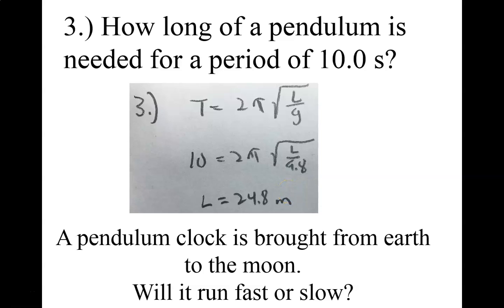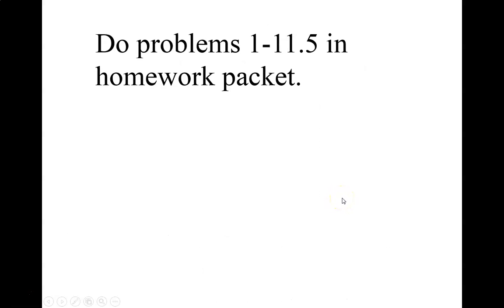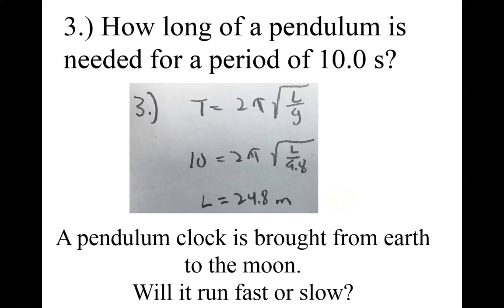Let's say we use that to measure time, and then we brought it from the Earth to the Moon. What's going to happen to that clock? Is it going to run fast or slow, or not change? Well, a decrease in gravity is going to increase the period, meaning it's going to increase the time in between ticks. So it's going to run slower than if it were on the Earth. So don't take your pendulum clocks to the Moon.